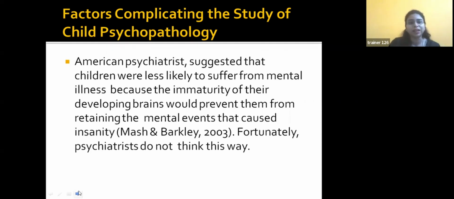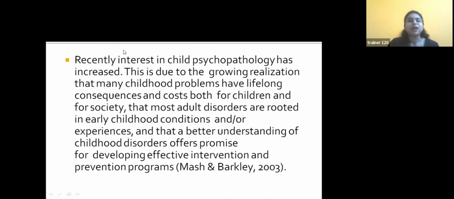And this is a blooming area wherein the child psychopathology paper is also there, which, if at all you are interested, you can take that as well. Recently, interest in child psychopathology has increased, and this is due to the growing realization that many childhood problems have lifelong consequences. Now slowly people have started realizing that yes, children need treatment, otherwise it will have a long lasting effect on them, and it will definitely cost both the children and society.